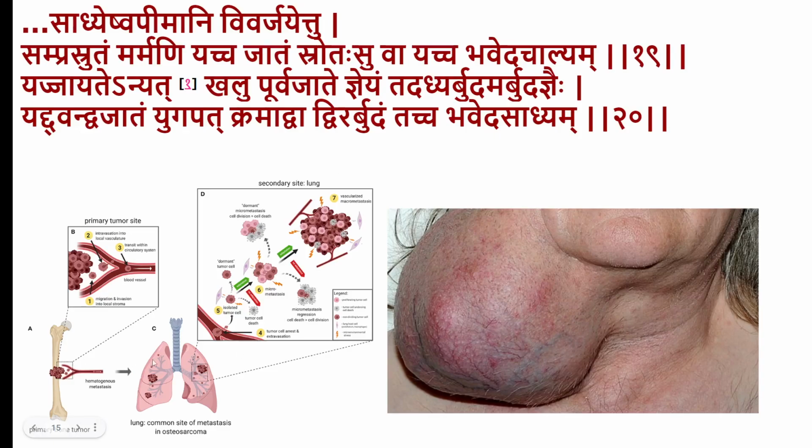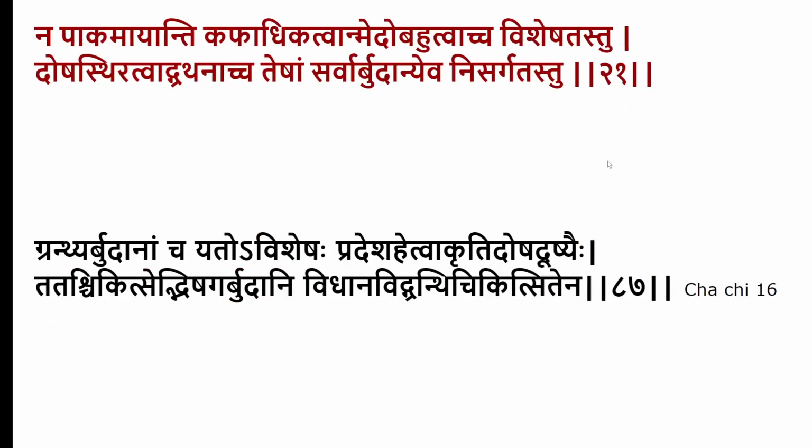Initially there could be one lesion, and later it may produce multiple lesions, which may spread through local spread, through the bloodstream, through the lymphatics, or through the body lumen, the cavities of the body. That kind of spread into other areas is what we call metastasis.